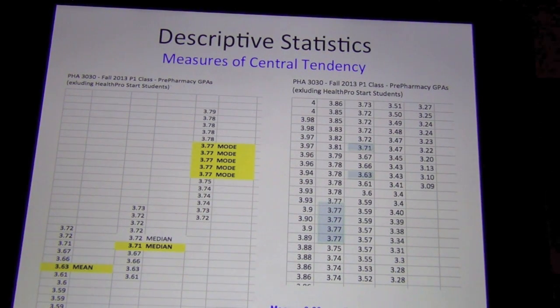This shows the mean, the median, and the mode for that distribution of data. I won't go through all the detailed math, but you could work through it. The mean of those 90 values turned out to be 3.63. The median was 3.71, and the mode was 3.77. They're not exactly the same value, but they're pretty close.